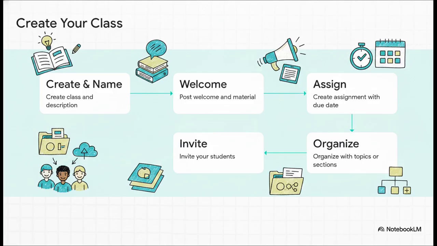Step 2, post an announcement to welcome your students and upload your very first piece of learning material, like a PDF or a quick intro video. Step 3, create an assignment. Make sure to include crystal clear instructions and a firm due date. Step 4, keep it all totally organized using topics in Google Classroom or sections in Canva. And finally, Step 5, invite your students. By just following these 5 simple steps, you have literally willed a highly organized digital learning environment into existence.